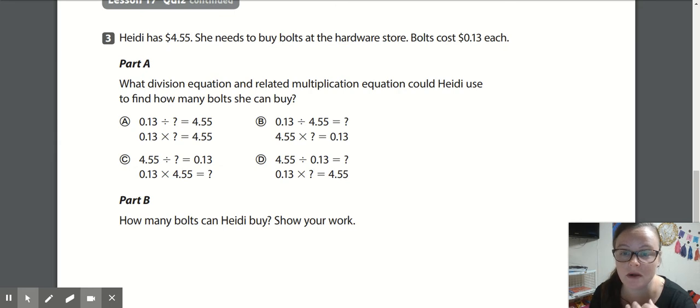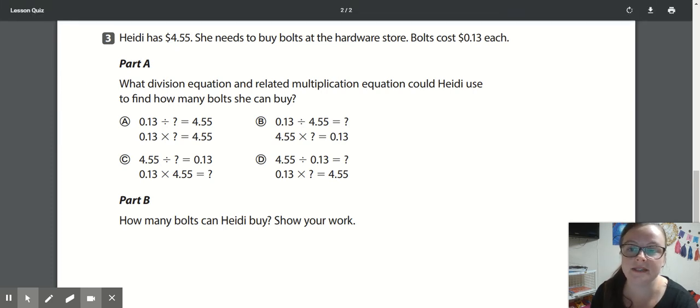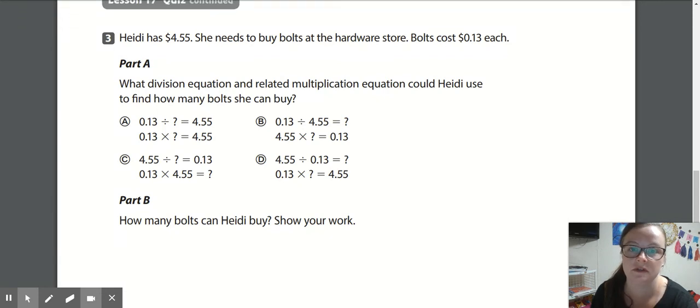What helps me when I have a problem like this is to actually just ignore the choices. I don't even look at them. What I do first is go back to the top, take what I know in the problem, and make an equation myself before I even look at the choices. So let's do that.